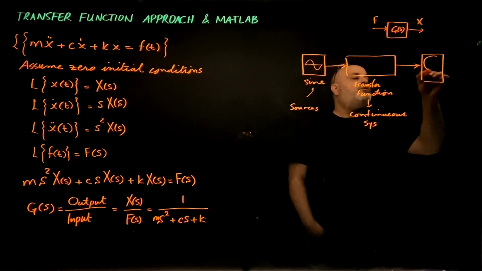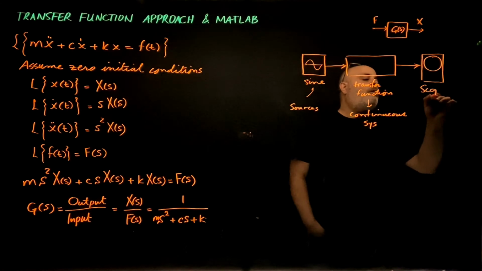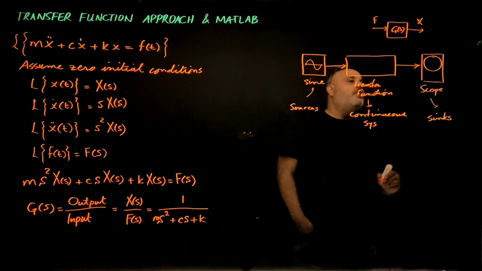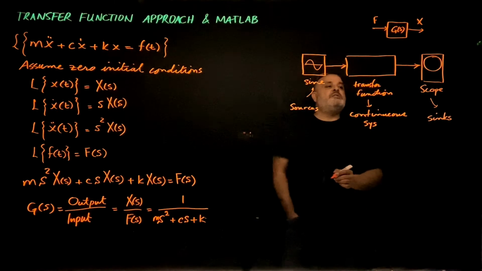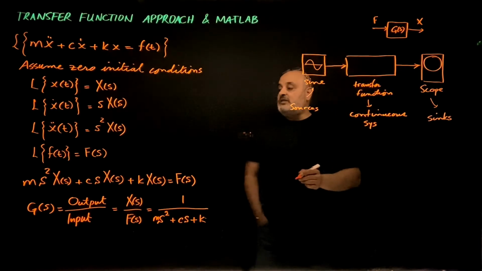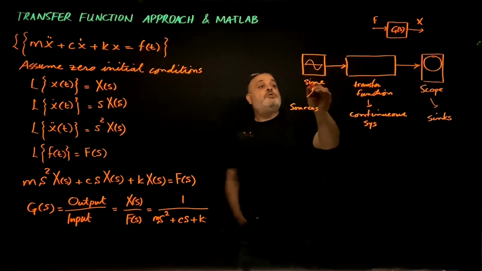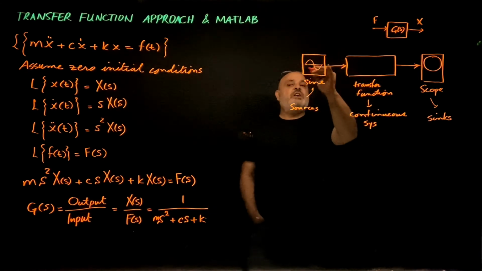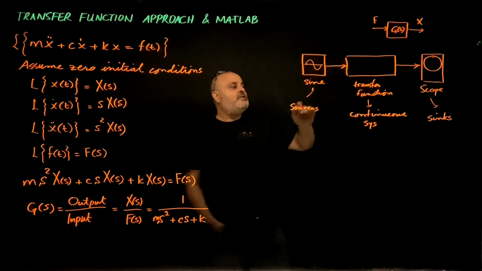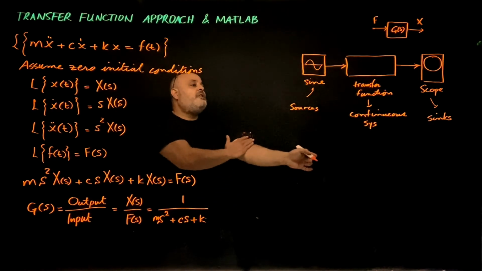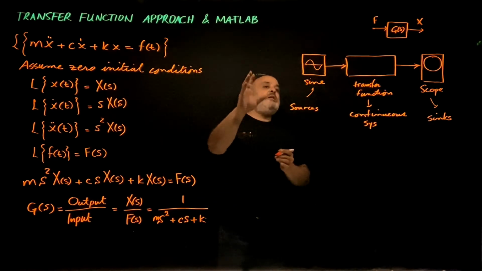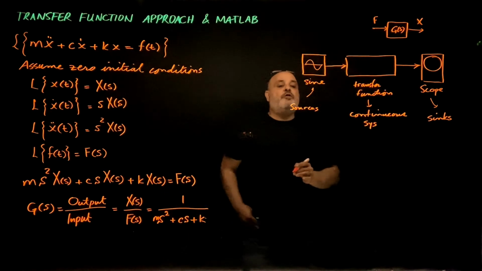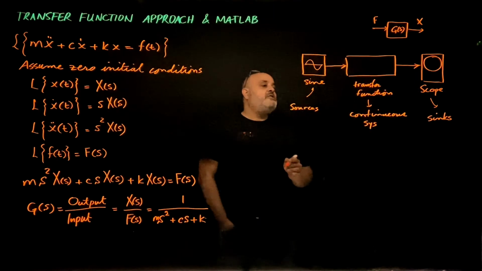You can send it either to a scope, which you can find under sinks, or you can output it to data files or to the workspace. Now you can use a sine wave, and you can use any kind of input. You can use constant input, sine wave, ramp, step input, sky's the limit. You can also use a signal builder to build a regular shaped force and input it to the system. It's straightforward.